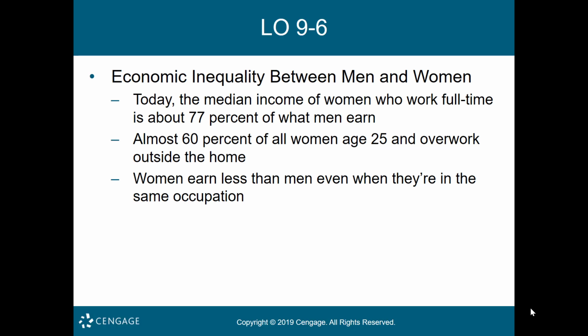Learning objective number 6 has to do with discussing economic inequality between men and women. It is well known that women generally earn less than men. Today, the median income of women who work full-time is about 77% of what men earn. The wage gap between women and men becomes even worse when race is taken into account. That is, women of color are significantly more disadvantaged than white women.